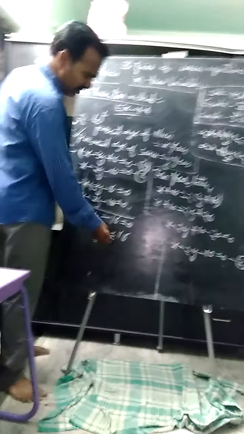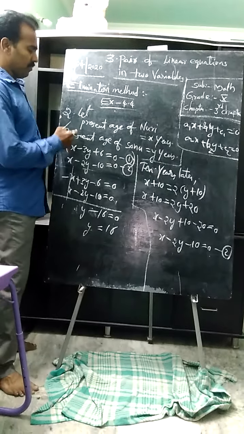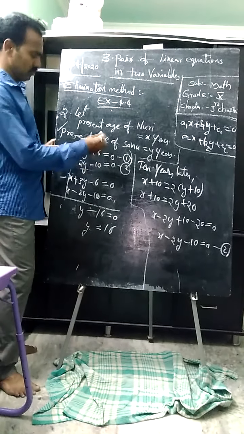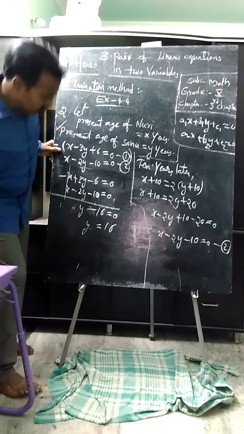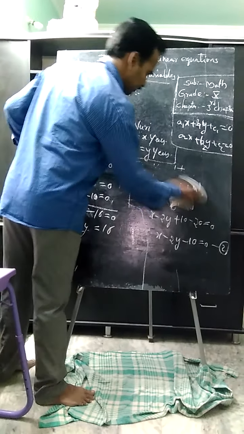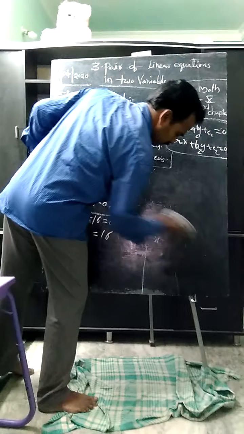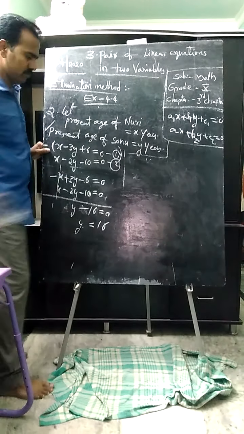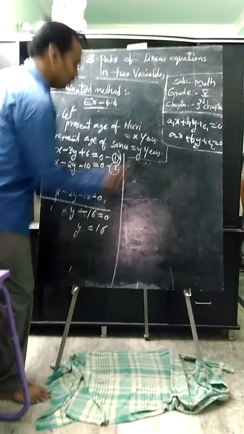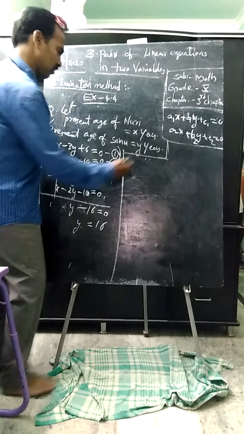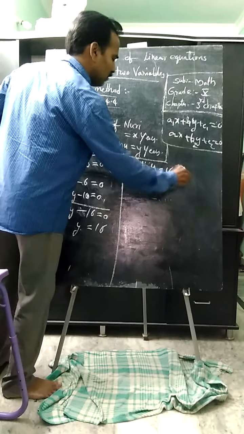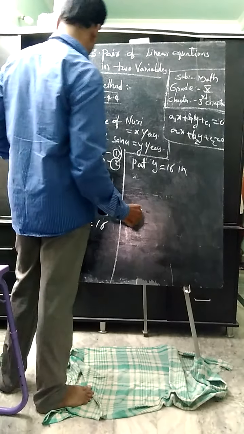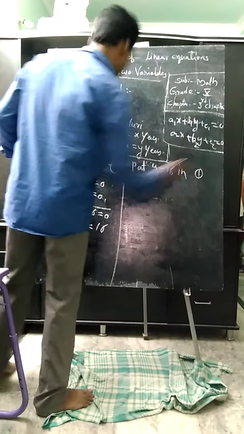So we have here y is equal to 16. I mean, the present age of Sonu is 16. Put this in any one equation, that is up to you. Put y is equal to 16 in any one equation. In one we will put 1 or 2, that is up to you.